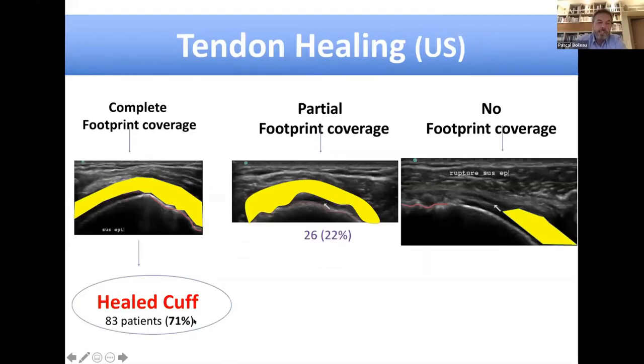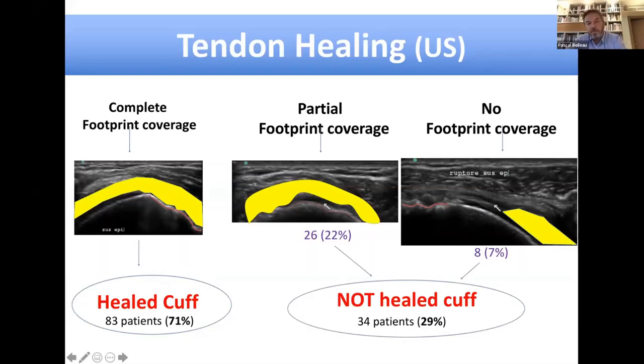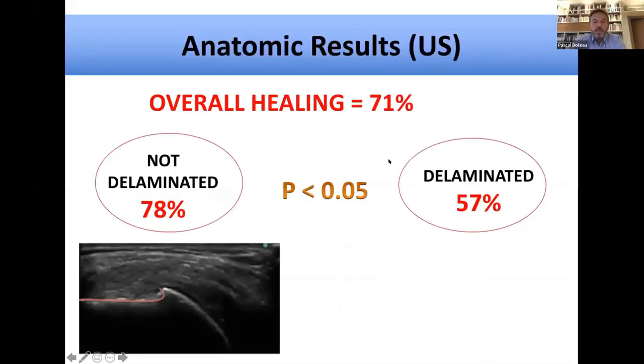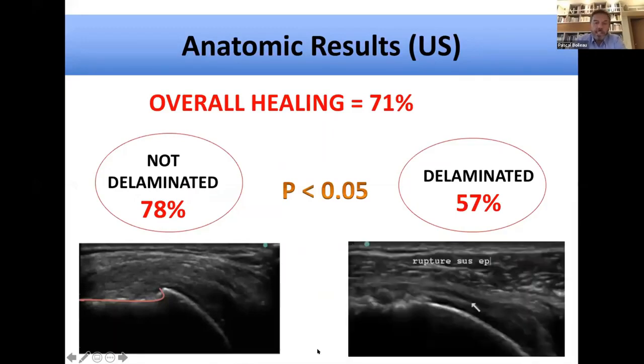We found that in 71%, the footprint was completely covered. In 22%, it was partially covered, but with a tendon that was smaller than normal. And in 7%, we have no coverage of the footprint, which means a tendon re-tear. So we were very severe, as you can see, because we consider that even a partial footprint coverage corresponds to the non-healing of the tendon. Overall, the rate of healing was 71%, 78% for non-delaminated tears, and 57% when the tendon was delaminated.